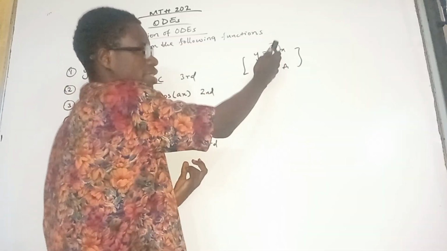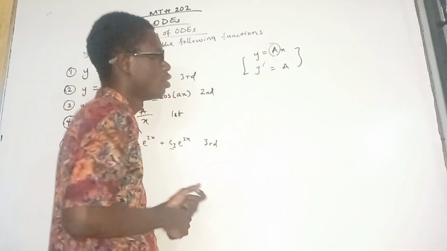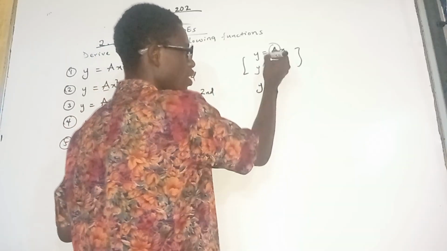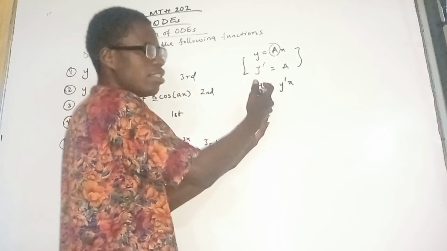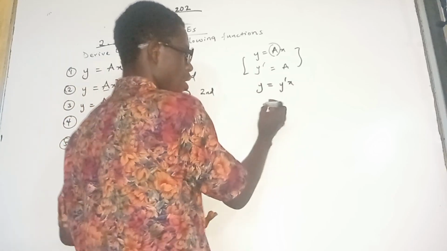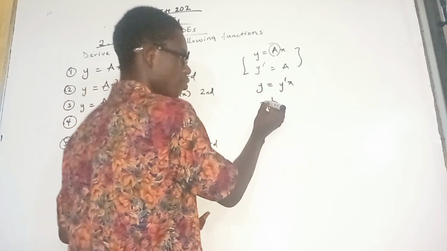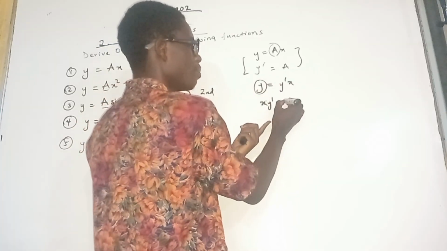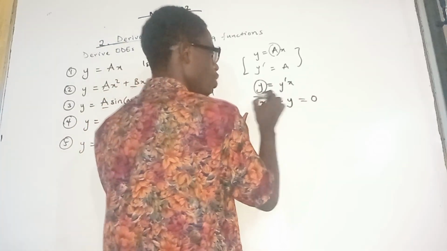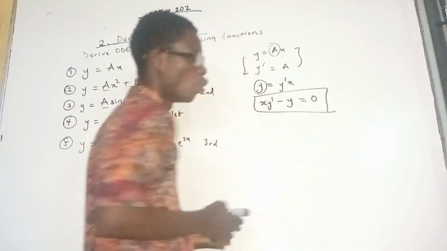Anywhere I see a, I replace it with y prime. So I have y equals, instead of writing a now, I write y prime x. And that's all. But I can rearrange this to form a better ODE and say x y prime, and bring this to the other side and say minus y equals 0. And this is my final ODE.